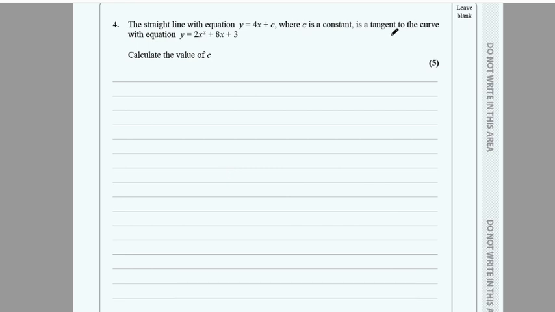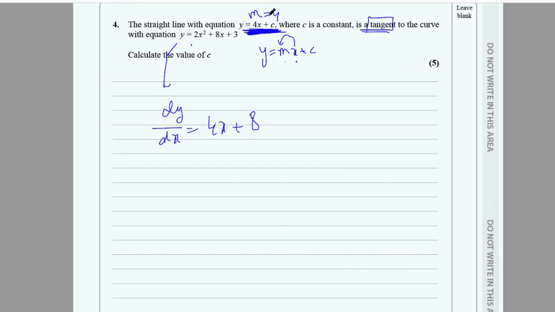We have this straight line, and this is a tangent to this curve. For any straight line, it's mx plus c. So the coefficient of x is your gradient, so our gradient is 4. And this line is a tangent to the curve, and we know that dy by dx is the gradient of the tangent. So if we differentiate it, we get dy by dx, which is the gradient of the tangent, and this line is the tangent, it's already mentioned. So dy by dx should equal this 4.